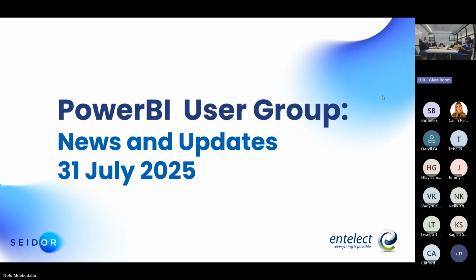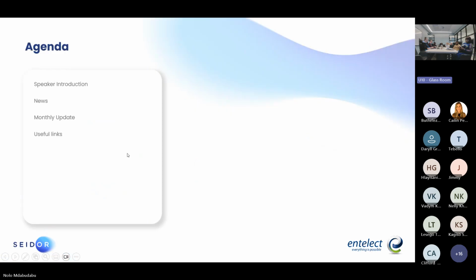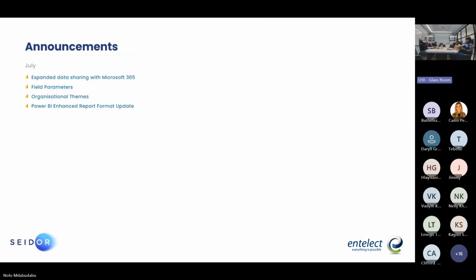So I'll be presenting the news and updates for July. Okay. Yes. So agenda. I'll be quick since we're running a bit out of time. So I'm gonna be talking on these 4 things. Expanded data sharing with Microsoft 365, field parameters, organizational themes, and Power BI enhanced reporting format update.